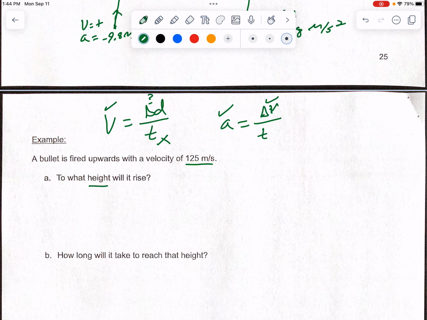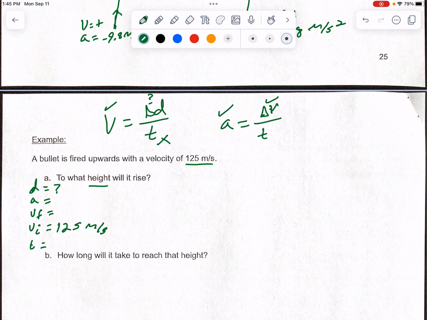I just want to make sure that you don't forget those equations are there. If you can't use those, what we're going to do is set up our DAVFT. So dA, VF, VI, and T. What we're going to do is figure out what our question mark is. To what height will it rise? That means I'm looking for my displacement or distance. I shot the bullet up with a velocity of 125 meters per second, so that's your initial. If you said that your initial is 0, then the bullet wouldn't even go anywhere in the first place. It's got to have that initial velocity to go up.